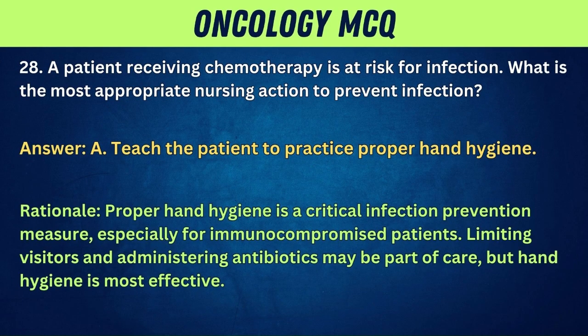Answer: A. Teach the patient to practice proper hand hygiene. Rationale: proper hand hygiene is a critical infection prevention measure, especially for immunocompromised patients. Limiting visitors and administering antibiotics may be part of care, but hand hygiene is most effective.